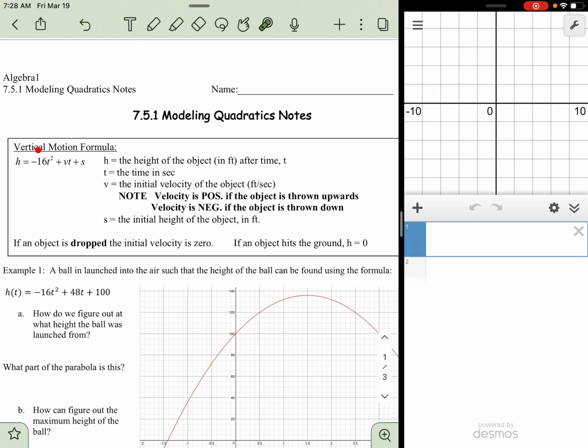What we mean by that is when you throw a baseball, or when a cannonball is propelled out of a cannon. There is actually a formula that will tell you the height of the object after a certain amount of time. In this formula, you have time, you have the velocity, which is the speed of the cannonball or the baseball, and then you have s, which is the initial height. This is a very recognizable formula used for quadratics that talks about vertical motion.